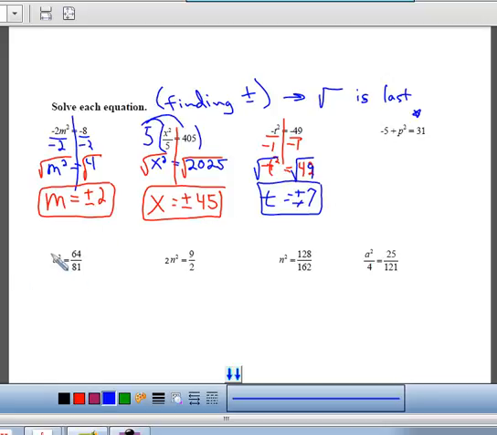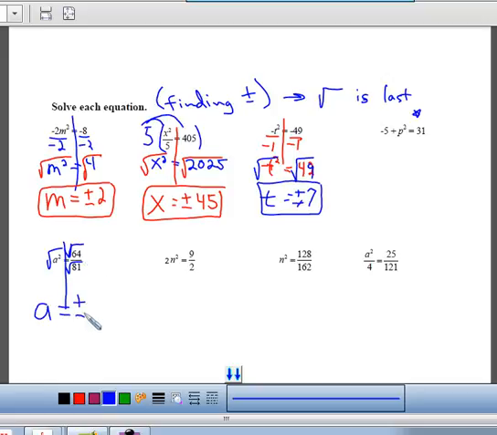Okay, next one. So we'll drop down. A squared equals 64 over 81. When you take the square root of a fraction. Now, in the problem up above, earlier we had a square root just in the numerator. But when you're solving an equation and you take a square root of a fraction, it sometimes will look like this. But really what that means is the square root of the whole thing, which is the top and the bottom.